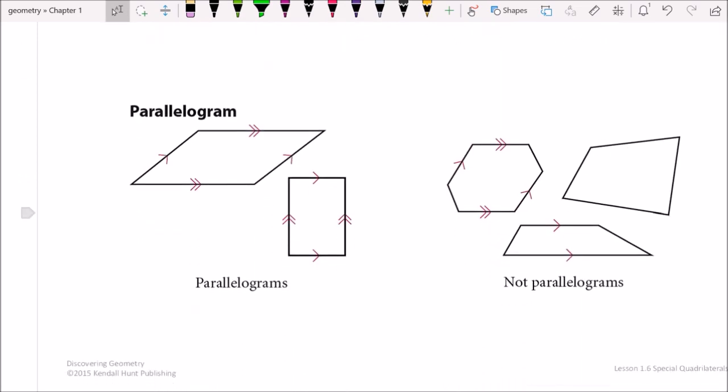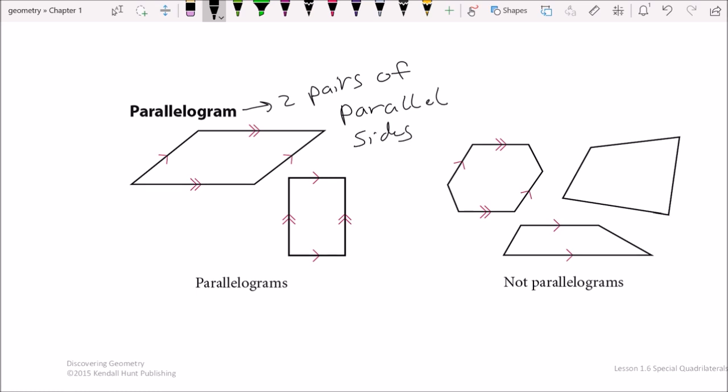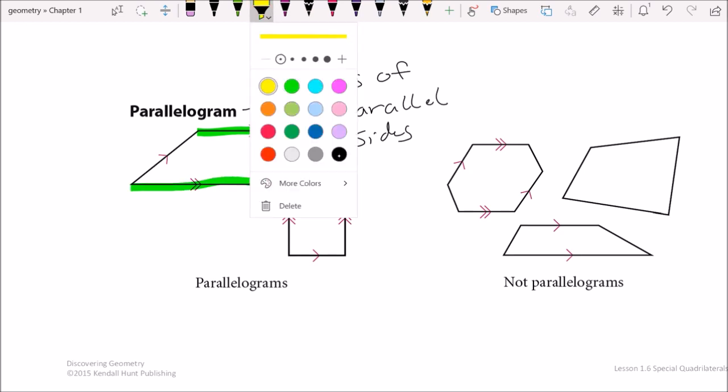Okay, I mentioned parallelogram a second ago. Here's 2 more pictures of parallelograms on the left. And then on the right, we have things which are not parallelograms. A parallelogram specifically has 2 pairs of parallel sides. So I'll highlight the first pair in green. So there's 1 pair of parallel sides. Here's the second pair of parallel sides.